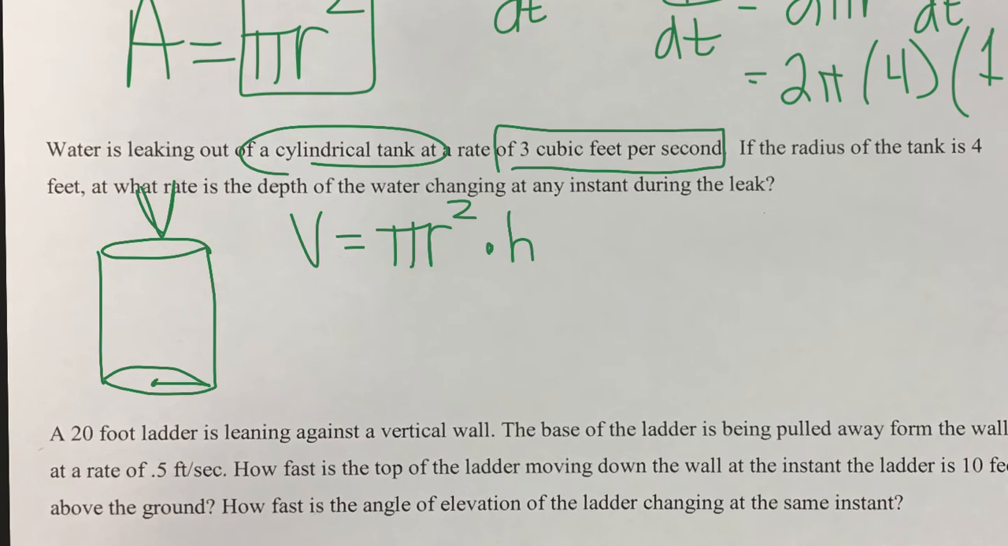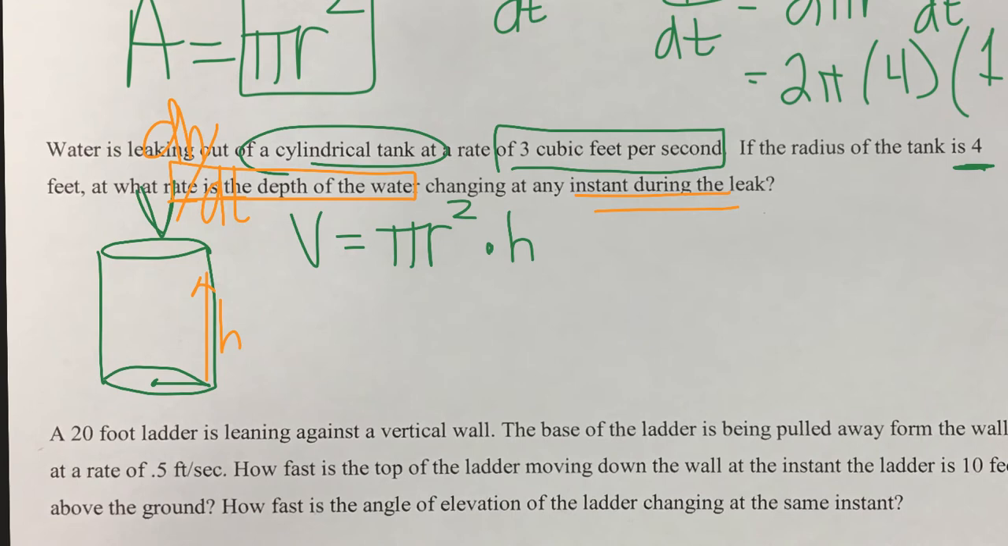If the radius of the tank is 4 feet, at what rate is the depth changing? Remember, depth is height. Depth and height mean the same thing. The height of the water and the depth of the water mean the same thing. If your water is 4 feet deep, then the height of the water from the bottom is 4 feet. At what rate is the depth of the water changing? So dh dt, the change in the height, at any instant during the leak. Not at any specific time, but all the time.